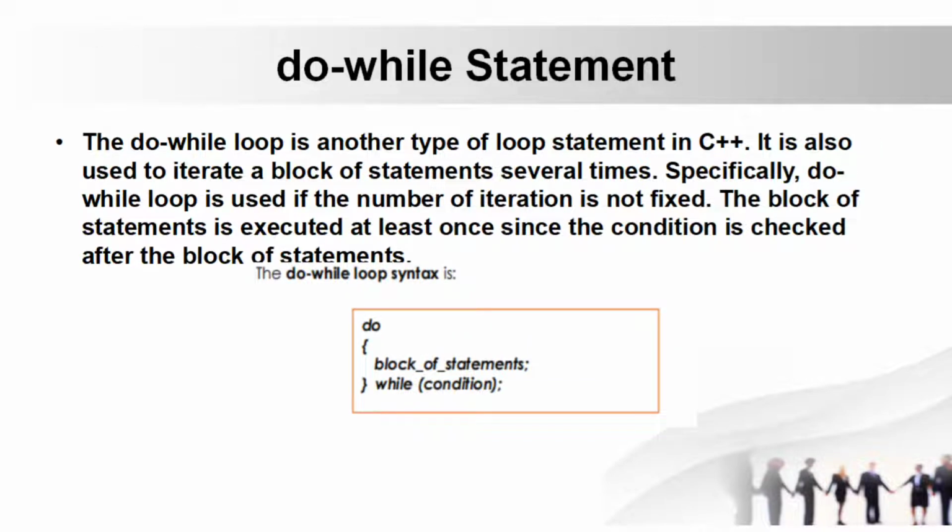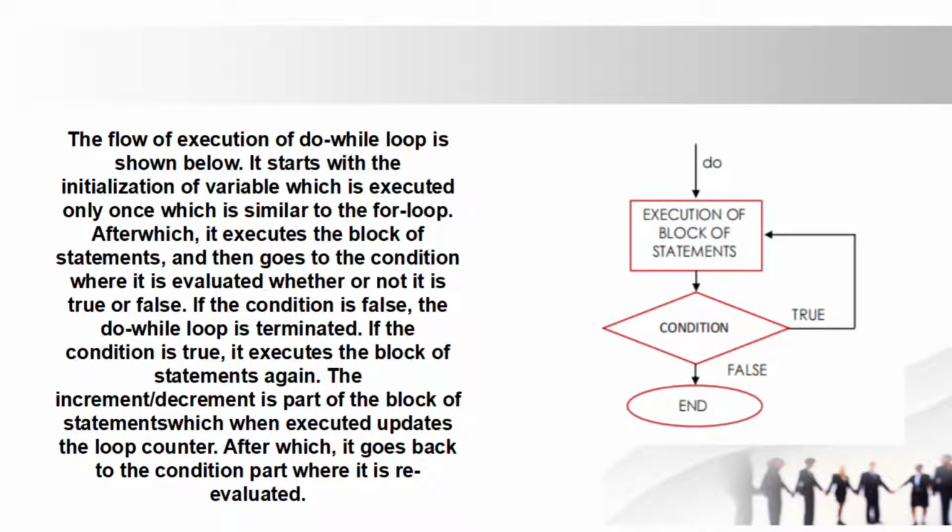The do while loop is another type of loop statement in C++. Specifically, the do while loop is used if the number of iterations is not fixed. The block of statements is executed at least once, and the condition is checked after the block of statements. The flow of execution of the do while loop is shown below. It starts with the initialization of the variable, which is executed only once, similar to the for loop, after which it executes the block of statements and then goes to the condition where it is evaluated whether it is true or false.